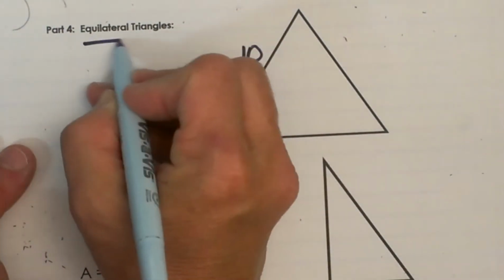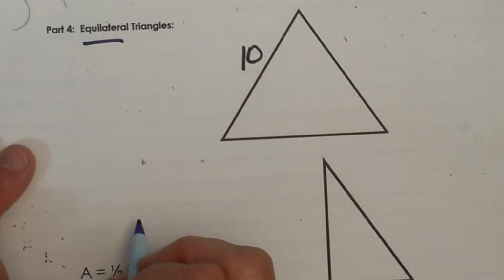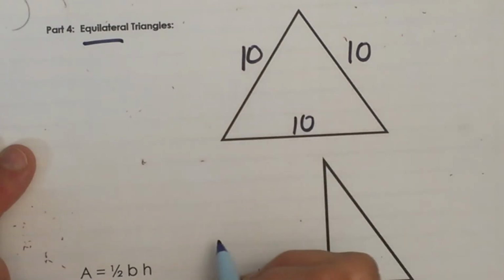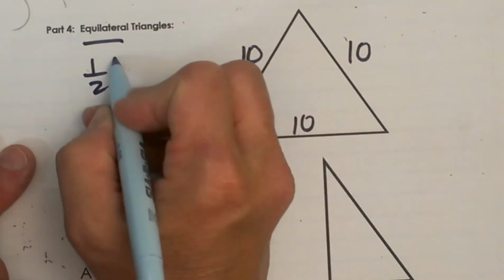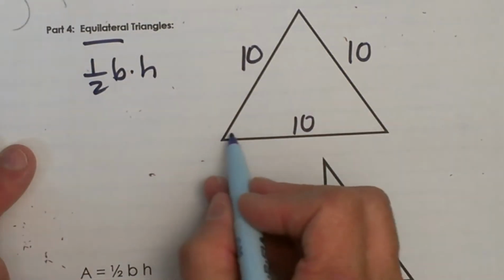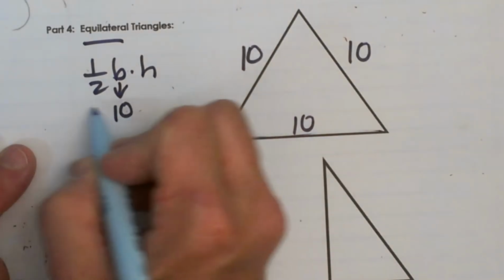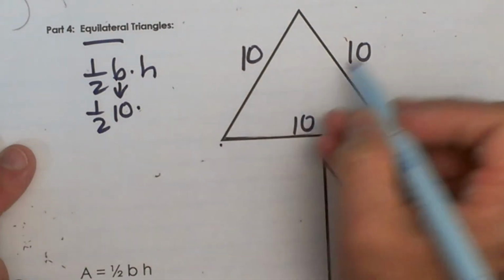What does equilateral mean? It means all sides are equal and all angles are equal. So all three sides would measure 10. What we need to find the area is the base and the height. Well, the base of this triangle is 10, so that's pretty easy. We're just going to plug a 10 in here. Now, do we know the height?